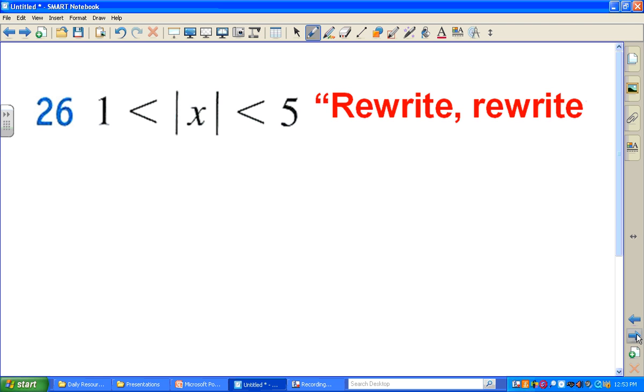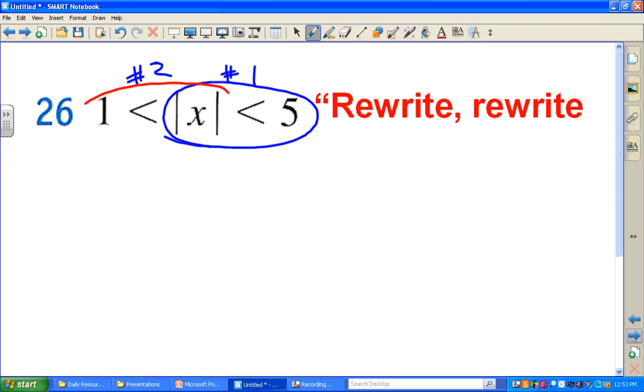Well, you got both properties at once here. You got property number 1 right here. And you got property number 2 right here. So you have to work this problem out. Then you have to work this problem out. Then you have to put them together. That's exciting.